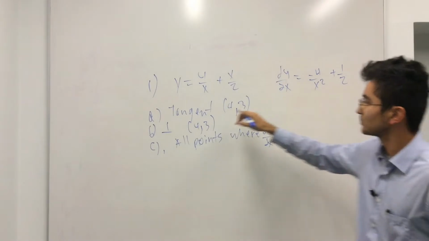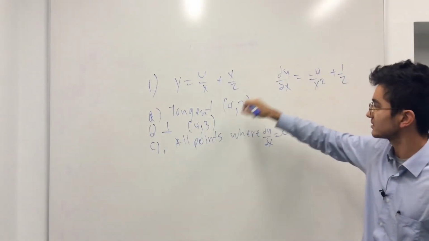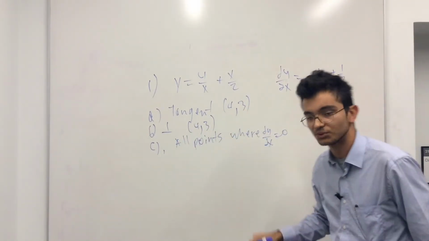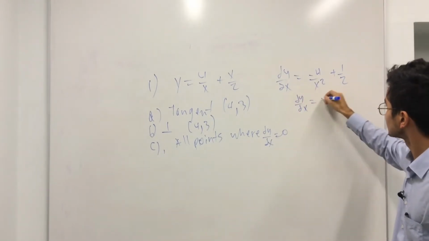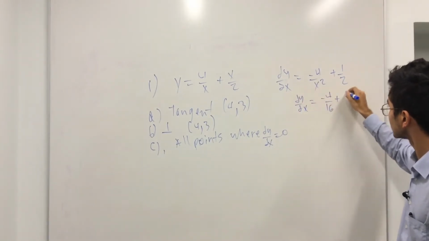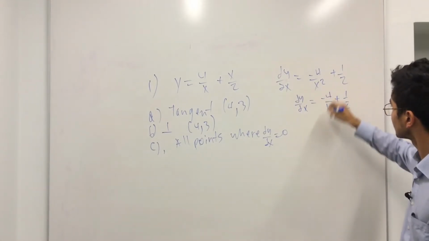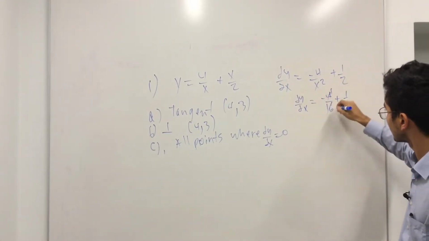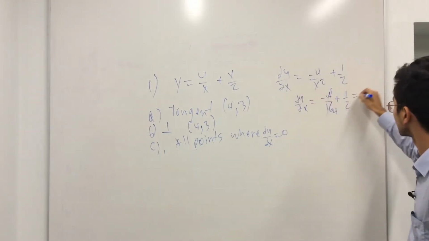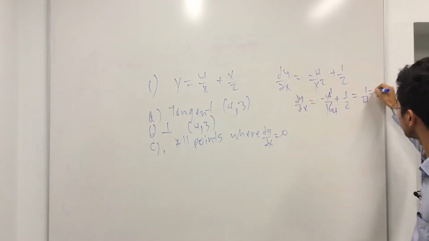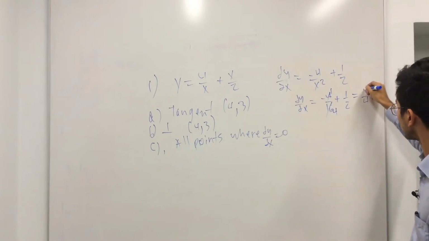And all we have to do to find the slope of the tangent line at 4, 3 is plug in 4 for x. So dy over dx equals negative 4 over 16 plus 1/2. Now negative 4 over 16 is minus 1/4, and 1/2 minus 1/4 is just 1/4. So that's going to be our slope for the tangent line.